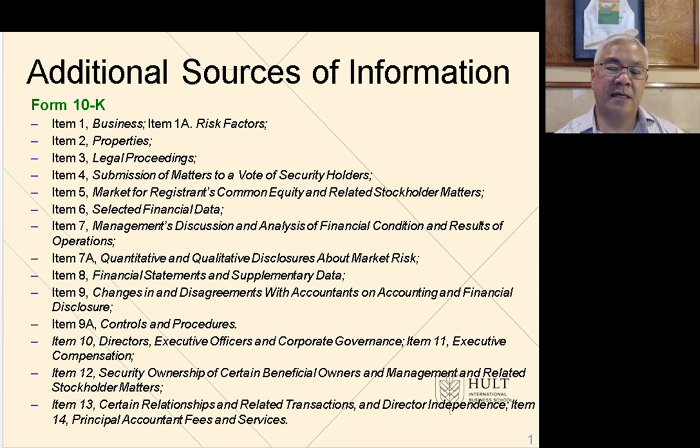Additional sources. This is a short list, not the full list, of items that are required for disclosure on the 10K. I'm not going to go through every one of these right now in this video lecture. You could see it on your own. But the key pieces for our purposes are the MD&A, which we've seen before, and the other critical one is right here: the financial statements and supplementary data, right?